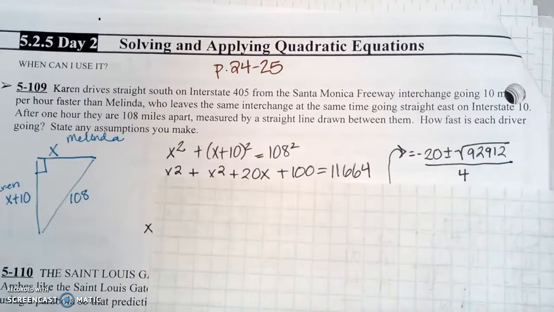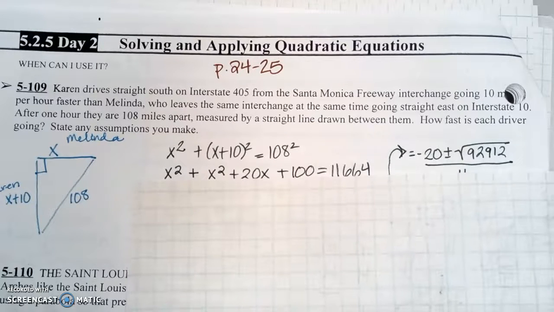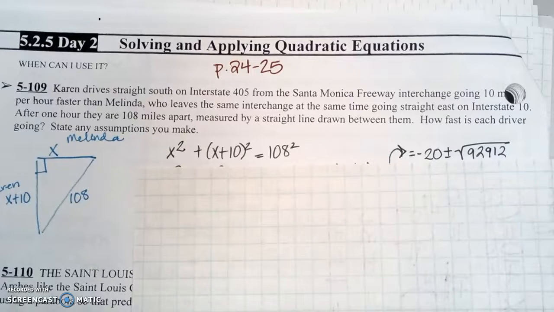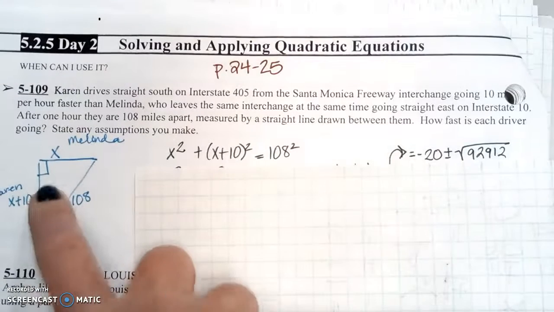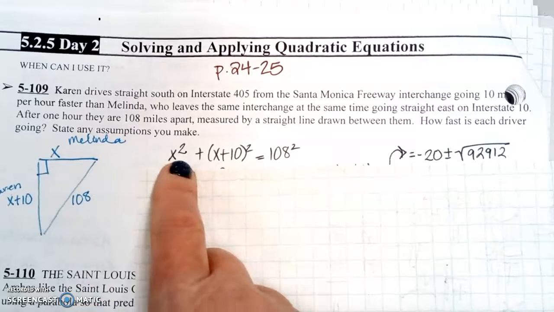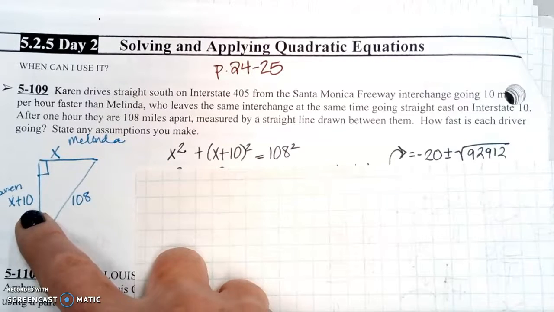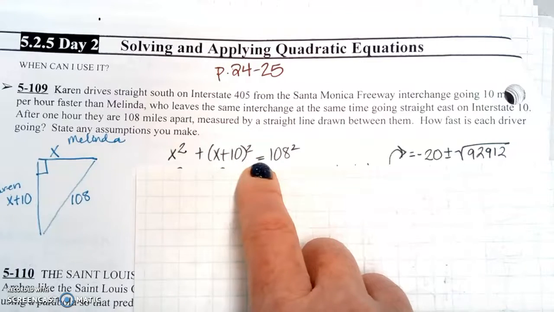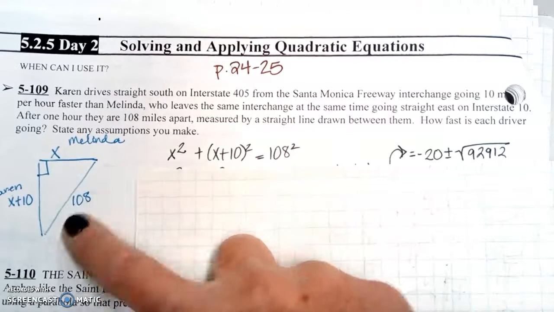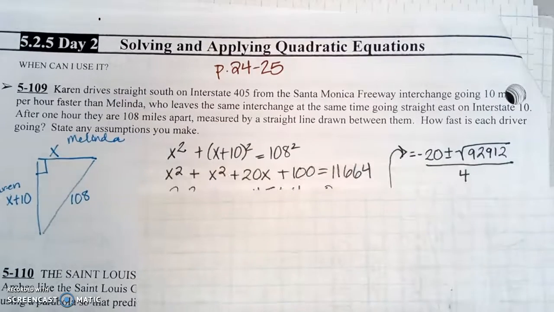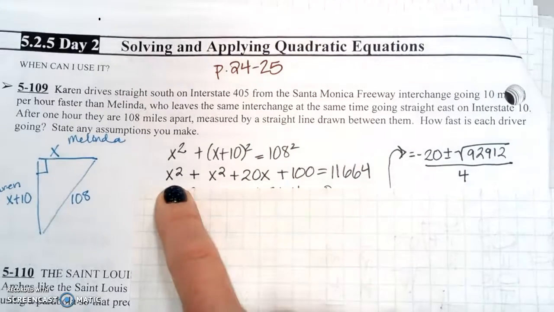We're going to solve this by putting it into the Pythagorean Theorem. Why can we do that? We can do that because they make a right triangle. Okay? So this leg squared, which would give us x squared, plus this leg squared, which would give us our x plus 10 squared, is equal to the hypotenuse squared. The hypotenuse is 108. We're going to square it. Then we're going to plug it into the calculator.